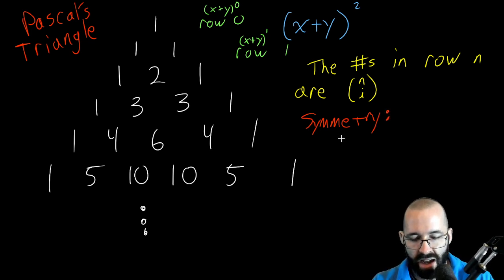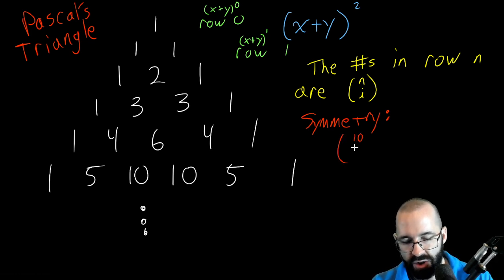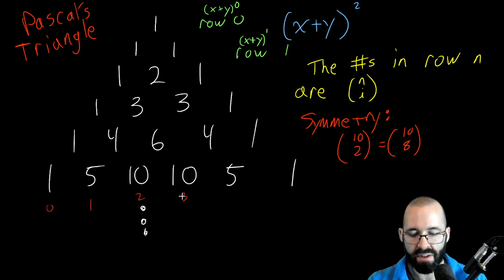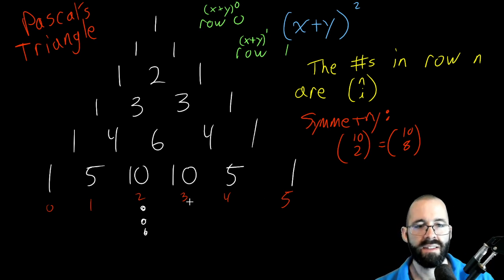essentially, that if we have something like 10 choose 2, that's going to be the exact same thing as 10 choose 8. Because, again, this is kind of the 0th spot, the 1st spot, the 2nd spot, the 3rd spot, the 4th spot, the 5th spot. So if we are on the 8th row, third from the left would be a 2, and third from the right would be 8. These are going to be the same.